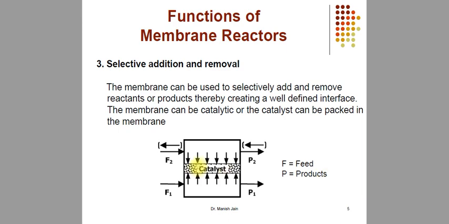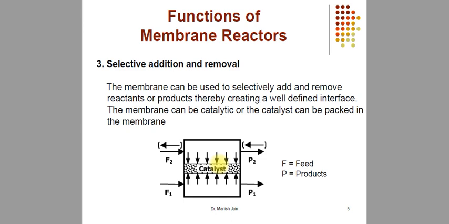Here, suppose you have coated the membrane with the catalyst, or the pores of the membrane are filled with the catalyst. Now this is F1, this is F2. The reaction will occur inside the membrane, then the product permeates through the membrane and comes to the other side, and you will get the different products. This is the way you can use the membrane as a contactor.